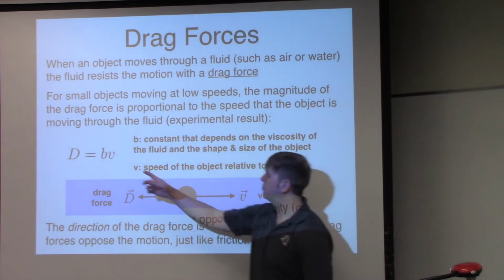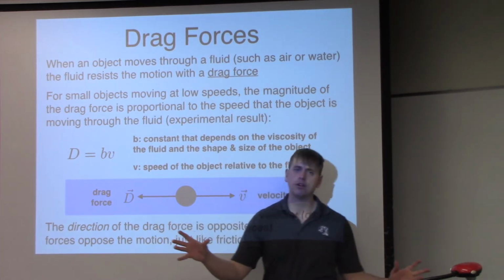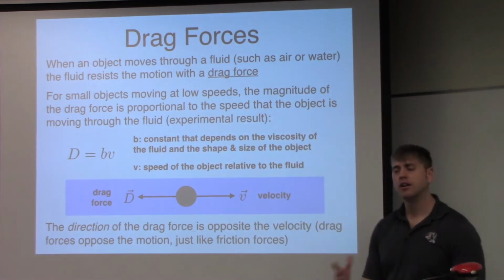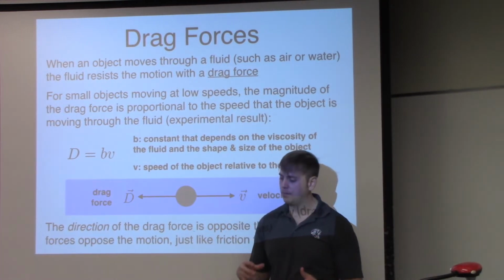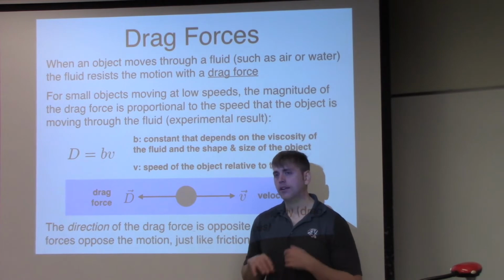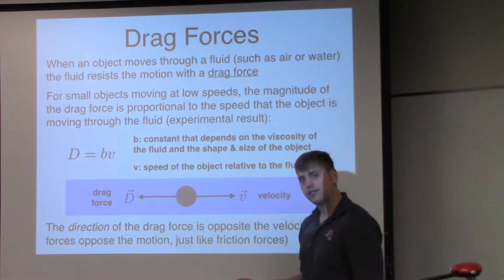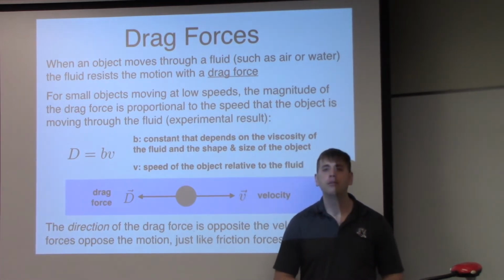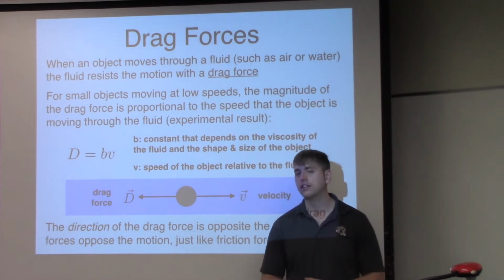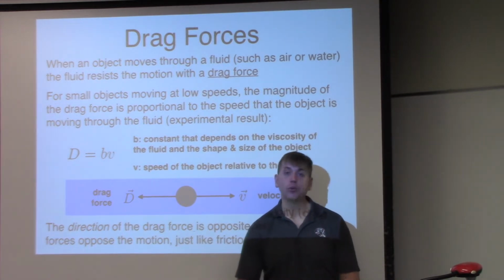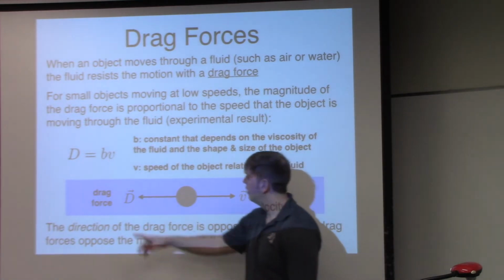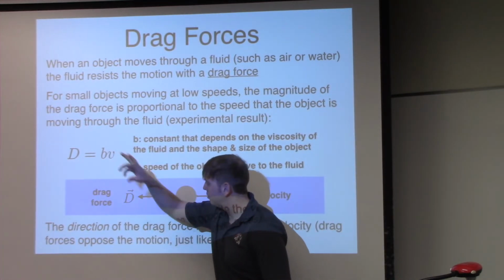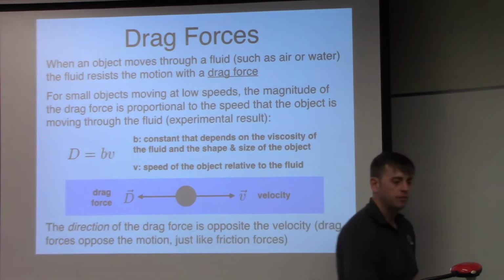So this constant B, it's just a number, but it encapsulates all kinds of properties, like what kind of fluid is it moving through, and what is the shape and the size of the object, okay? To get into the details of that is a road I don't want to go down right now, but you can study this in maybe an advanced fluid dynamics class at some point. But for now, let's just say the drag force is some constant times the speed. That's all we need to know for now.